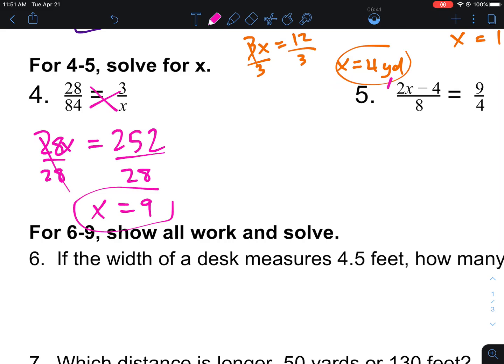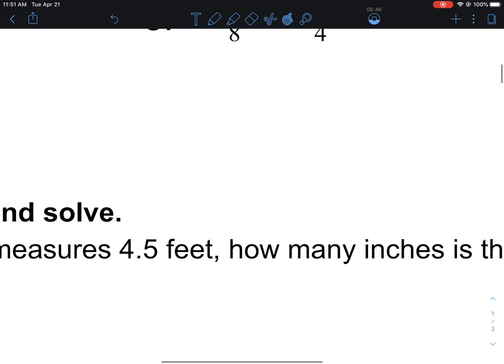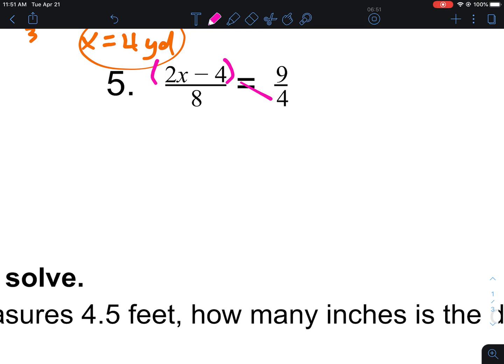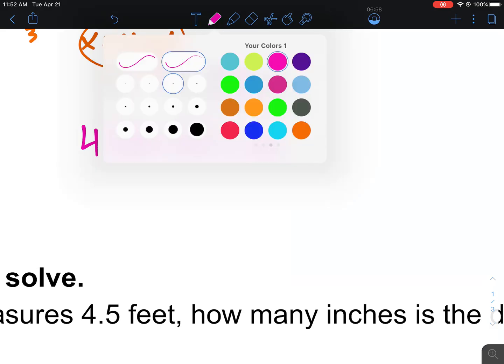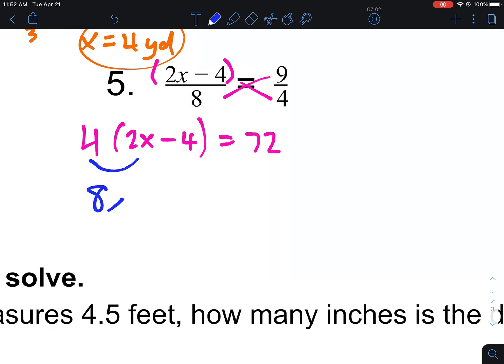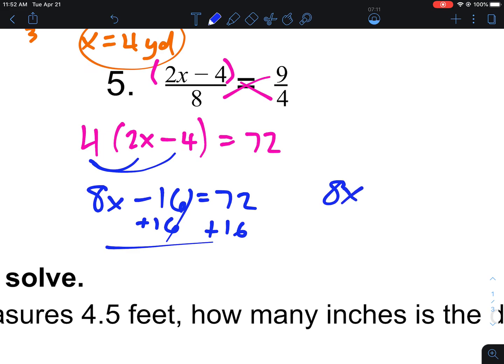Number 5, be careful. If you're going to cross multiply and you have an expression, I'd put parentheses around it, because when you do 4 times that entire quantity up there, you want to make sure you distribute it to every term inside the parentheses. So when we do that, we're going to have 8x, and we're going to have minus 16 equals 72. And then once you add that, I think you'll see what the answer is going to be. If 8x equals 88, x must be 11.